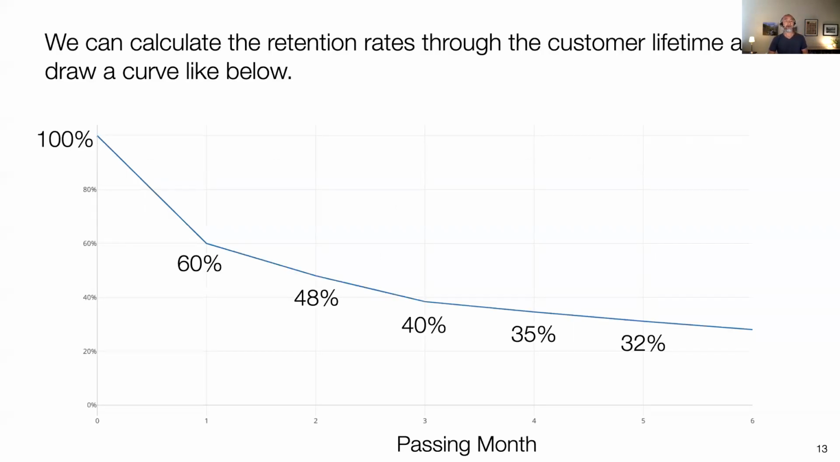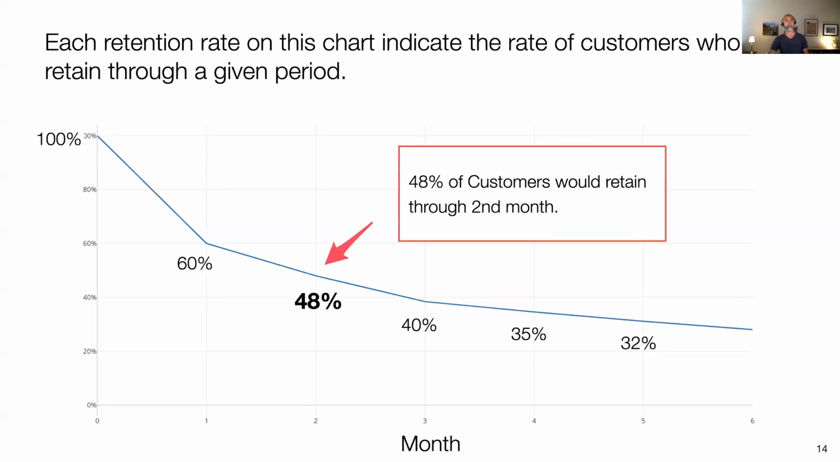So typically, we calculate the retention rates through the customer lifetime and then draw a curve like below. On this chart, the x-axis is the month: the first month, the second month, and third month for the customers. Of course, you start with 100% of customers, because nobody churns when they just converted. Then at the end of the first month, maybe 60% of the customers retain, but 40% churn, and so on.